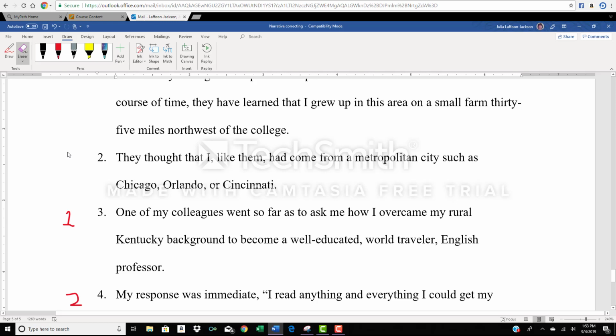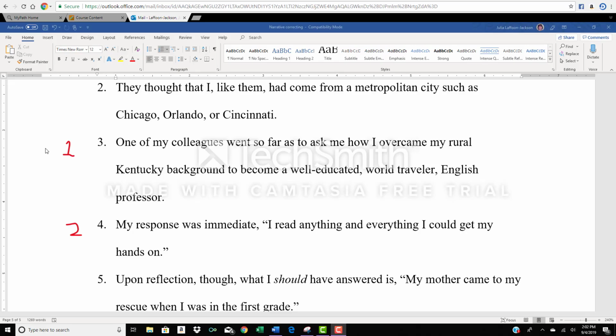After you have corrected all of your fragments, then it's time to revise your unclear sentences, the ones you put a 1 in front of. Perhaps a word or phrase makes it unclear, or perhaps your punctuation gives the reader the wrong signal for how it should be read. Let's look at my unclear sentence.